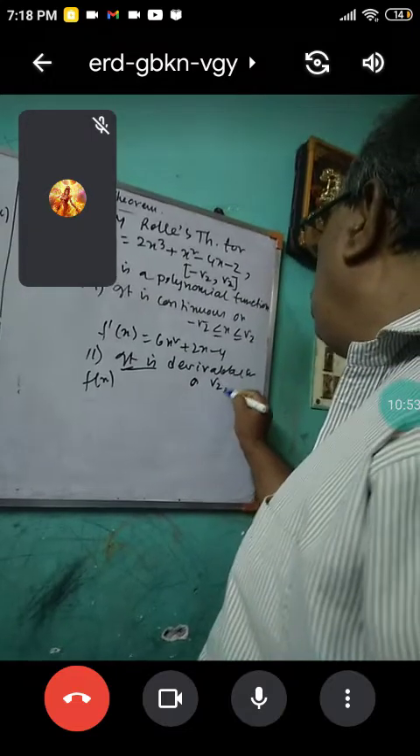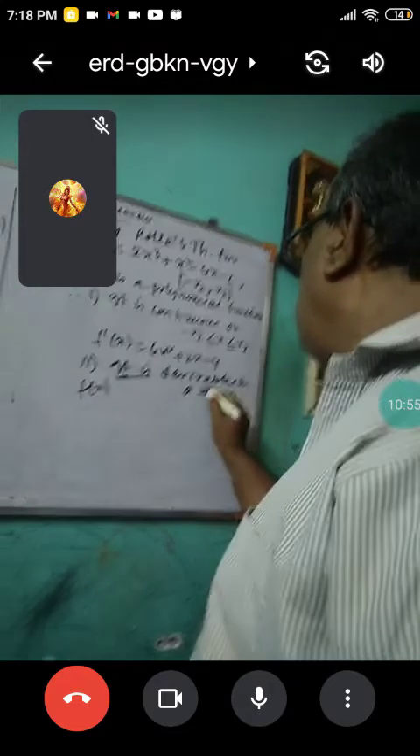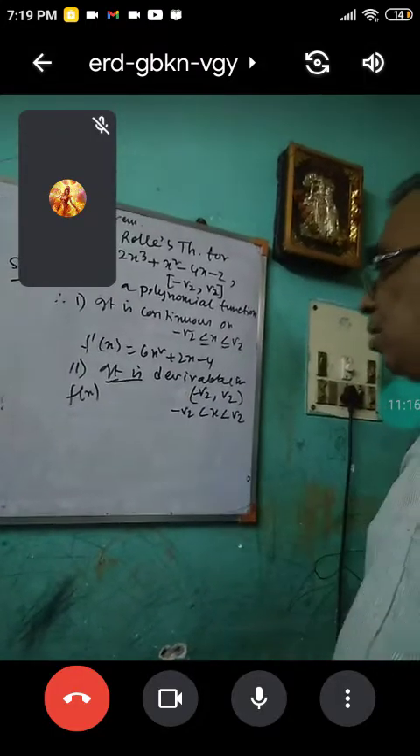That means f(x) is derivable in the open interval minus root 2 comma root 2, that is, minus root 2 less than x less than root 2. If we put any value between minus root 2 and plus root 2 in f dash x, then you will get a particular value. So we can say it is derivable.